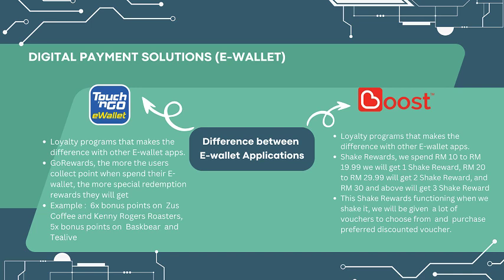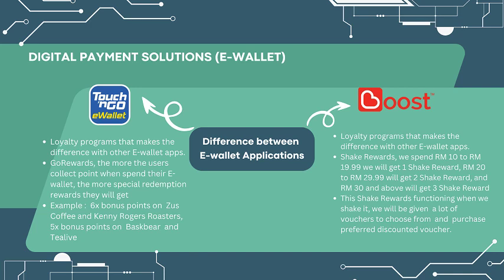Let's take the example of Touch 'n Go e-wallet versus Boost. The loyalty program for Touch 'n Go e-wallet is called GO Rewards. Here is how GO Rewards functions: when users use the Touch 'n Go e-wallet, every 1 ringgit spent will get a bonus point. With the bonus points they collect, the more points they collect, the more special redemption rewards they will get.